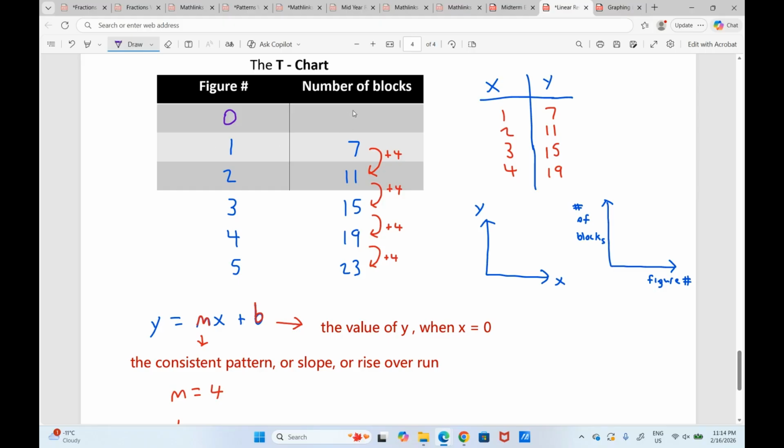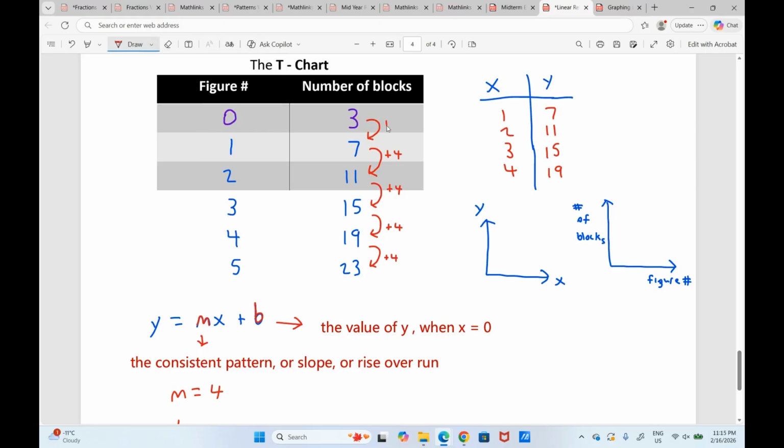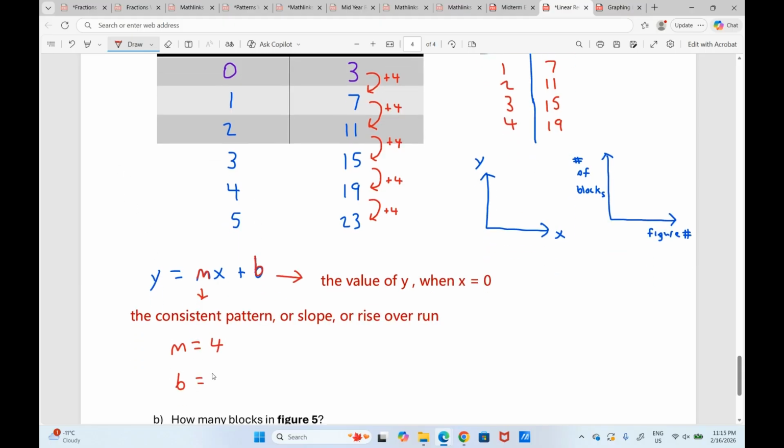What would my number of blocks be? Now notice that I'm increasing by 4 each time. So would it make sense for me to have a number here where if I increase by 4, I get 7? So let's just subtract. Let's go backwards. 11 minus 4 is 7. Then 7 minus 4 is going to be 3. And is it true that 3 plus 4 gets me 7? Yes, absolutely. So 3 would be my value of y, in this case number of blocks is y, when x equals 0. So I'm going to write b equals 3.